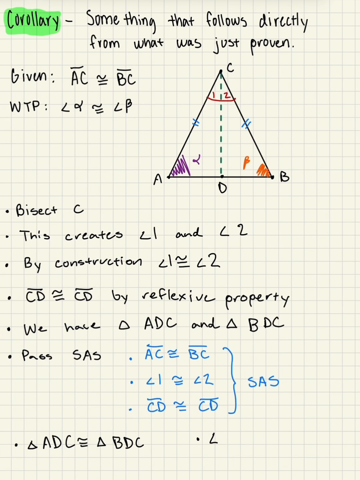And that gives us that angle alpha is congruent to angle beta by CPCTC, which does stand for corresponding parts of congruent triangles are congruent. So since we know that triangle ADC is congruent to triangle BDC, we know that all the other parts of those triangles are congruent. So that proves that angle alpha is congruent to angle beta.